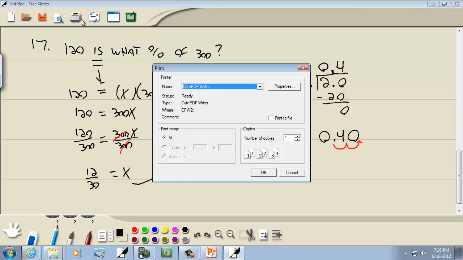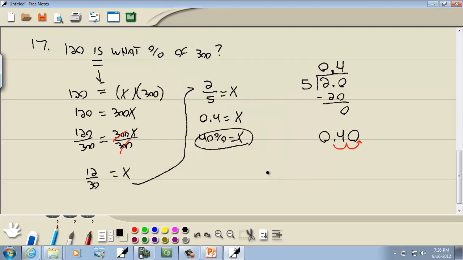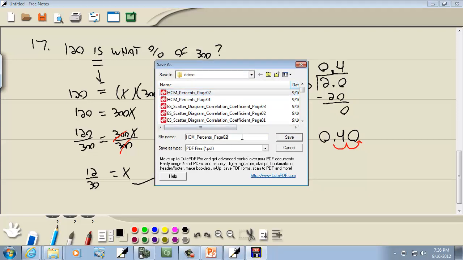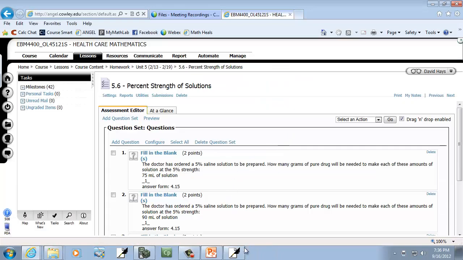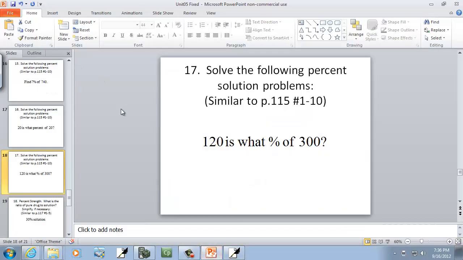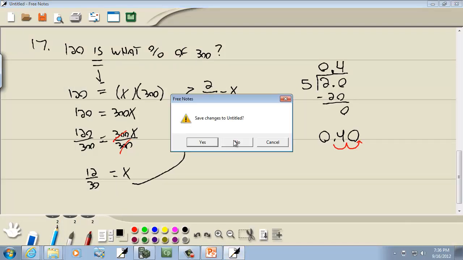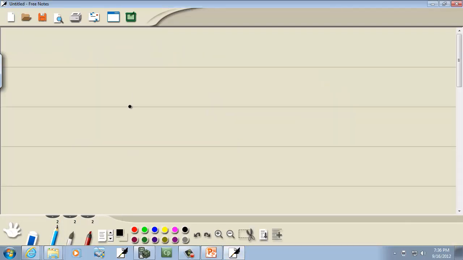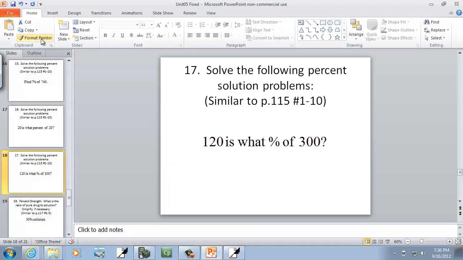Let me save that. And I don't know why it keeps flipping me out of that. It's not a very good product, but it's cheap. So I can't complain too much.